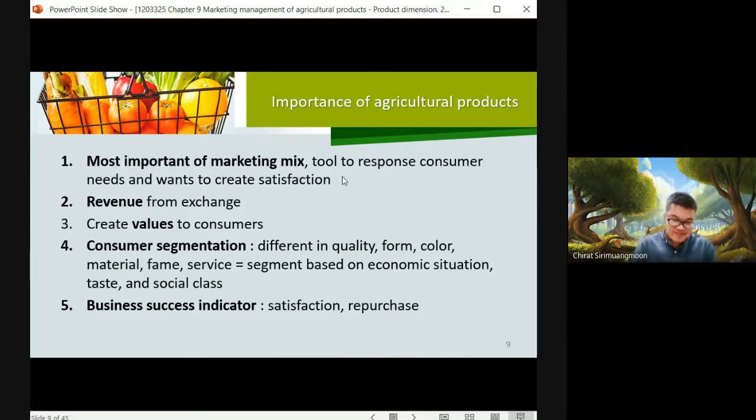So again, when you have the product, the most important thing is it creates the money for your business, it creates the values along the way, and it can be used for doing segmentation according to the different levels of the products. And also, it is the key issue for the business success.